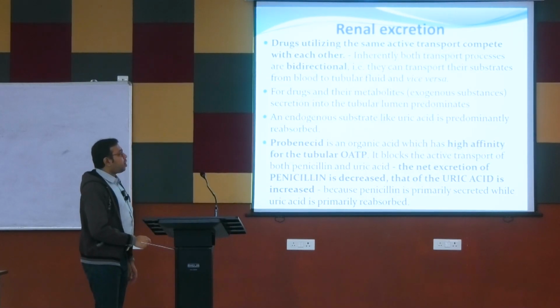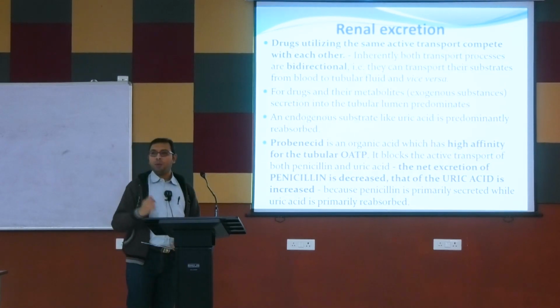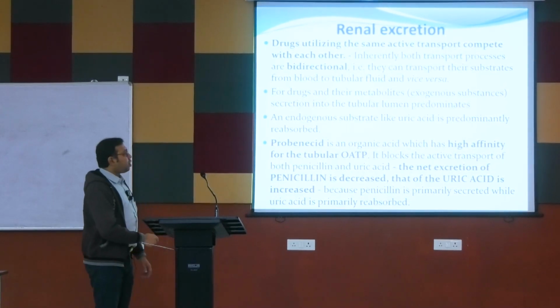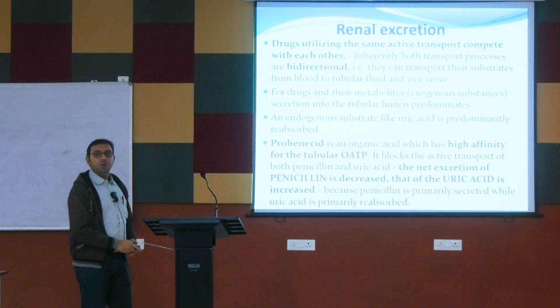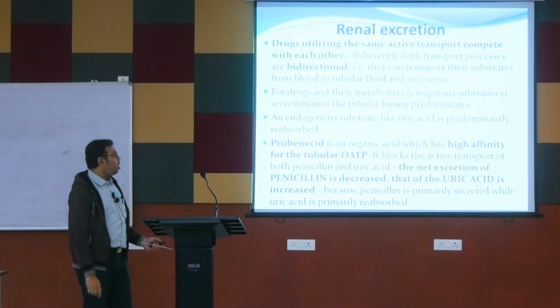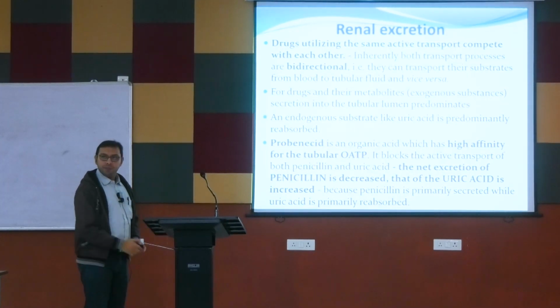So, for example, probenecid. Probenecid is an organic acid. Probenecid সাধারণত ইউরিক অ্যাসিড কমানোর ক্ষেত্রে কাজে লাগে, ঠিক আছে? So basically it is an organic acid, একটা drug which has high affinity for the tubular organic anion transporter. It blocks the active transport of both penicillin and uric acid.